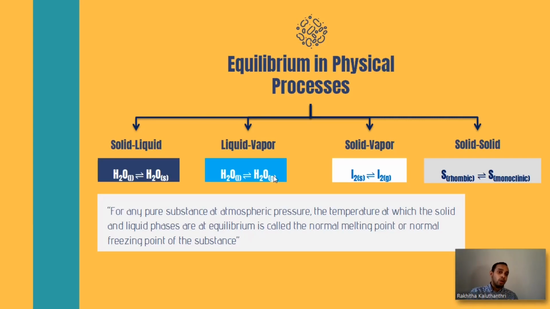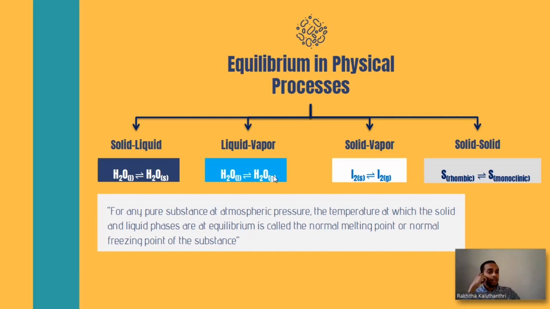So at this point we can say a solid-vapor equilibrium is achieved, where iodine gas converts into iodine solid at the same speed as iodine solid converts into iodine gas. Alright, very simple guys, there's not a lot of complications there.